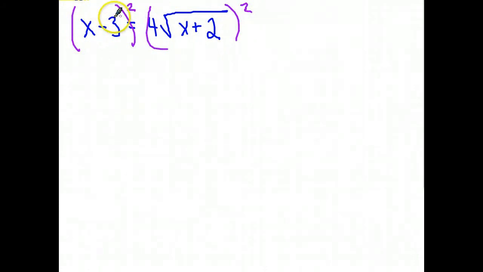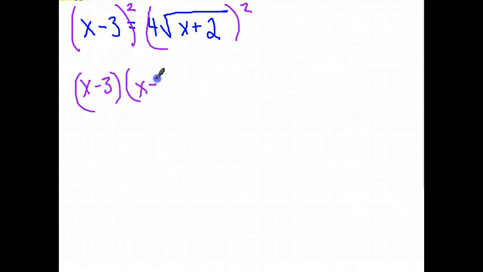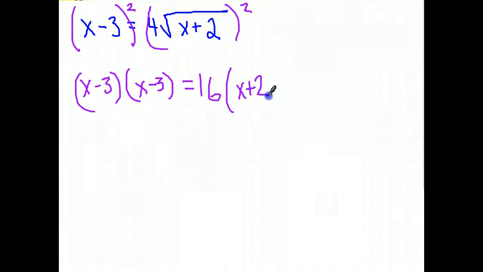Square this side. Square this side. Again, we got a FOIL. So x minus 3. If you can FOIL in your head, you don't need to write this out, but it's a little bit easier to see if you're not real good at foiling. This side is going to be this times itself. So 4 times 4 gives me 16. The square root of x plus 2 times the square root of x plus 2 is x plus 2.